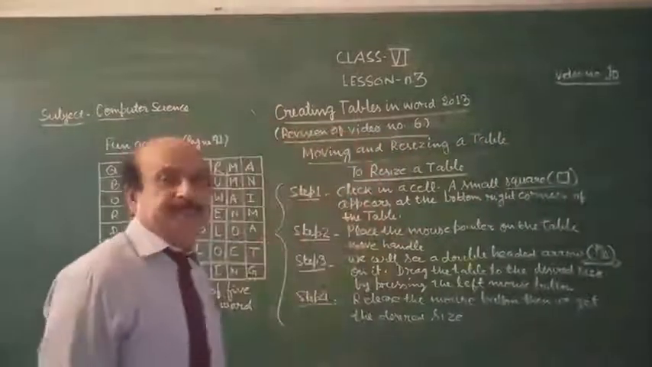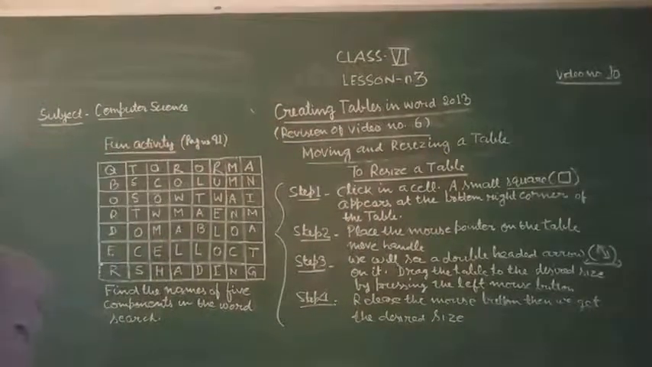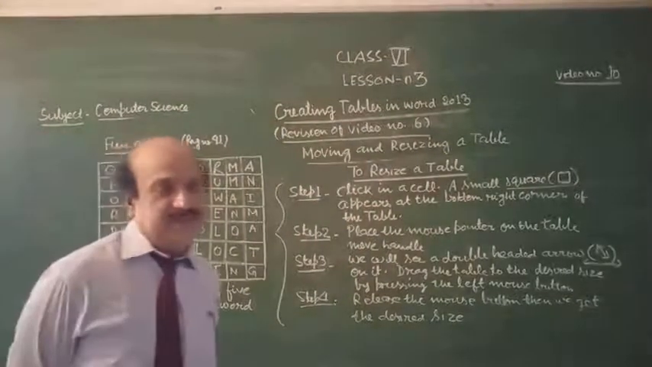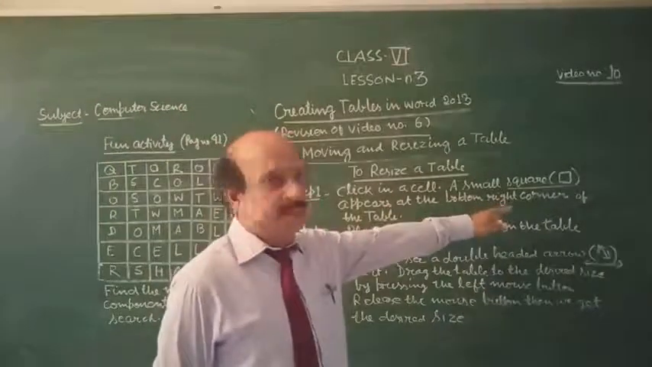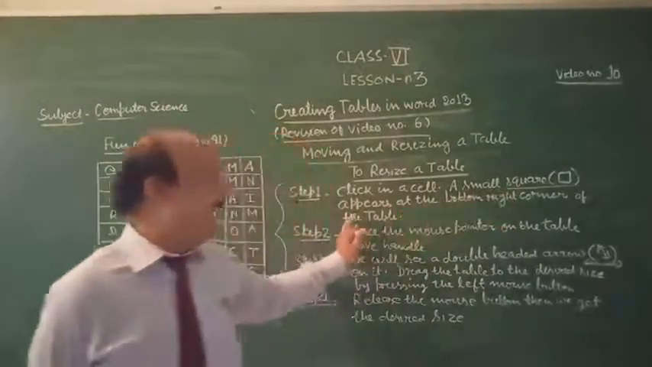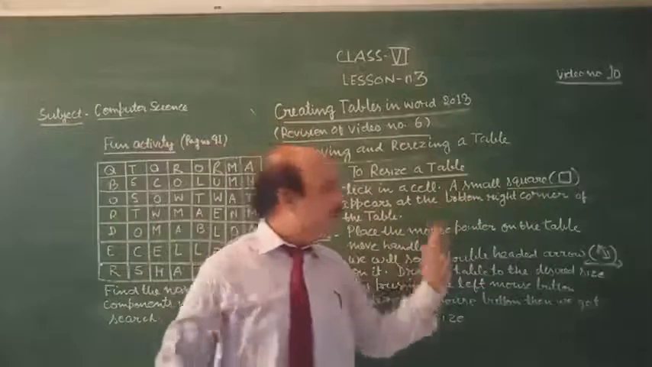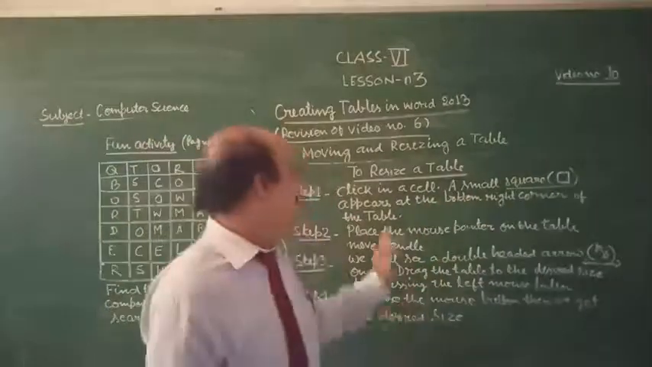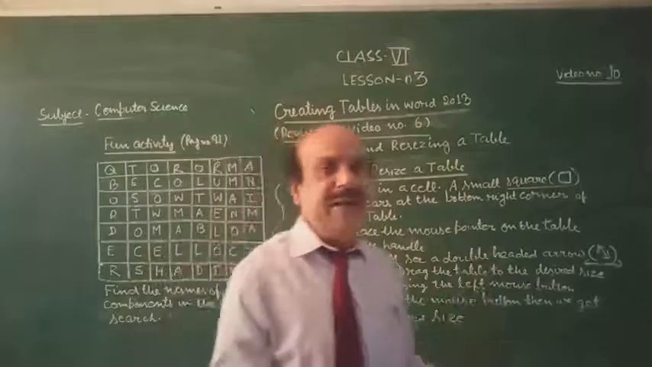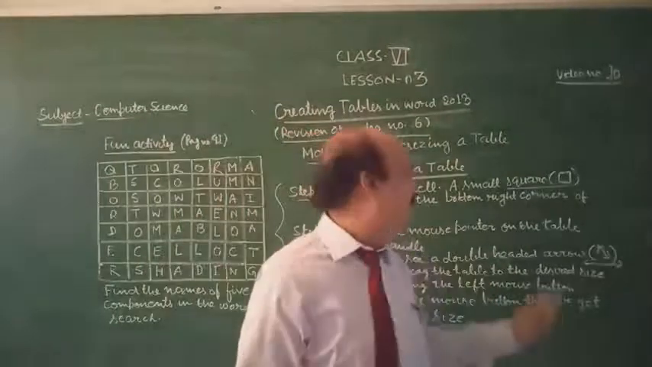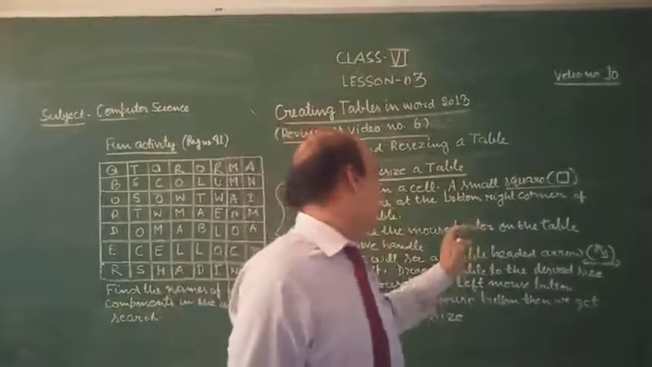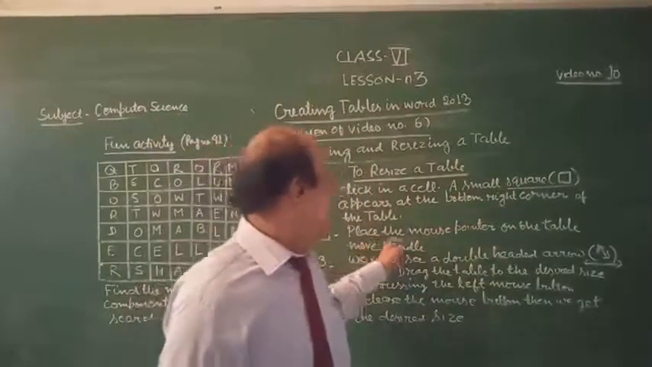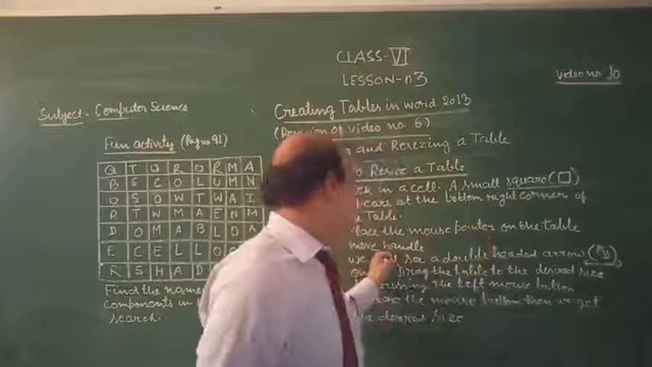See the first step. Click in a cell. The first step is just like the previous. Click in a cell. A small square appears at the bottom right corner of the table. So the table which you have created, at the bottom right corner you will find a small box. Place the mouse pointer on the table move handle.